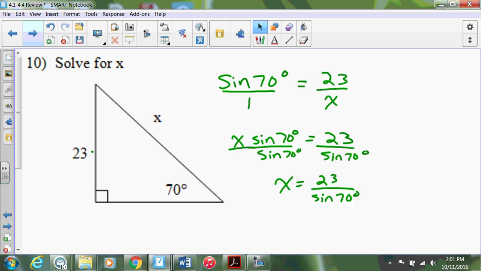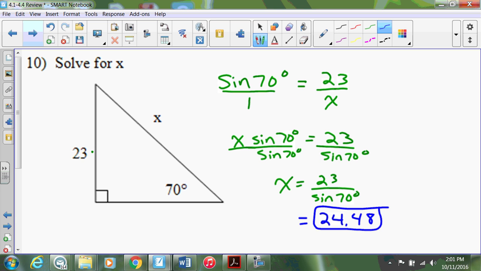Now we can pick up our calculator. Note that we are in degree mode, so I'm just going to double check my calculator that I'm still in degrees, and I am. So I'm just going to put in 23 divided by sine of 70. And I get 24.47. I could round up to 24.5. I'm not going to be real picky on this. Does it say even what to round up to? Let's just do 2 places after the decimal point. So let's do 24.48. Once again, don't worry if you wrote 24.47, you will not get points off.